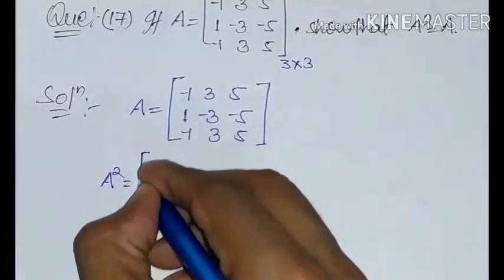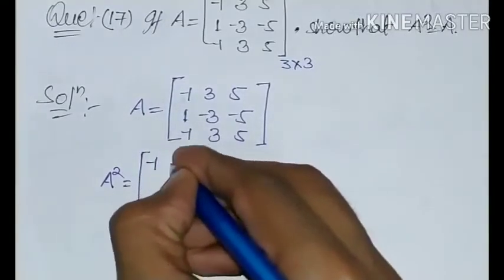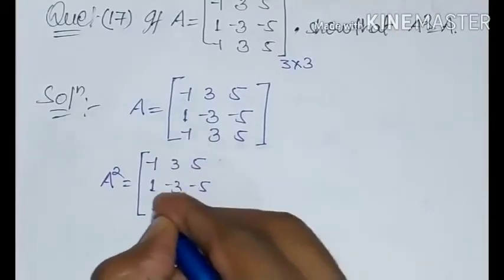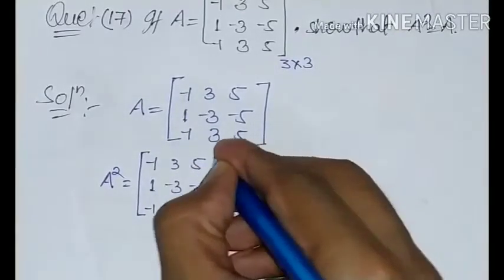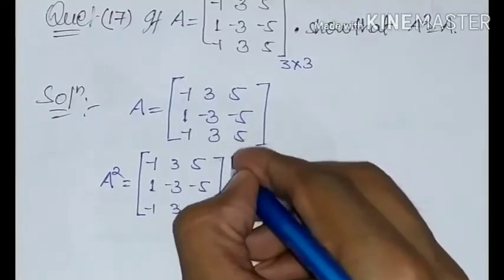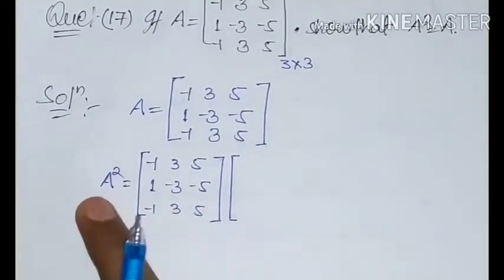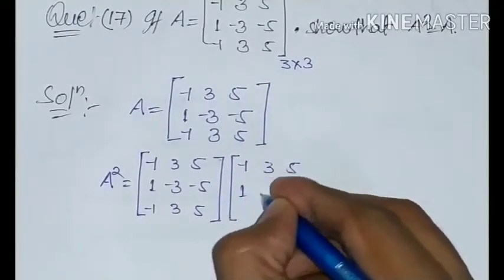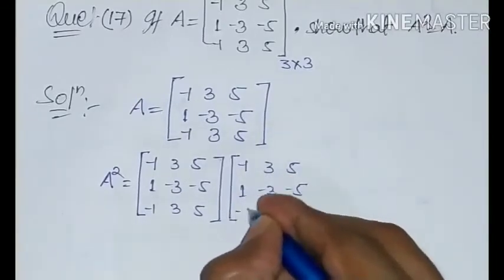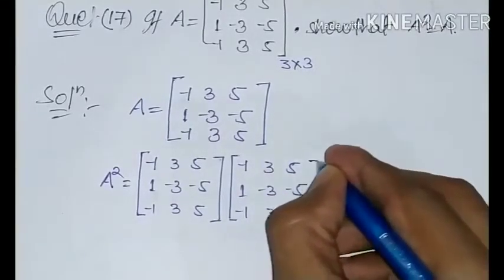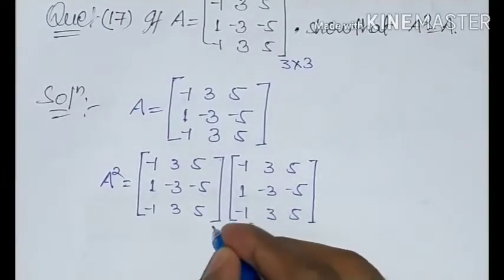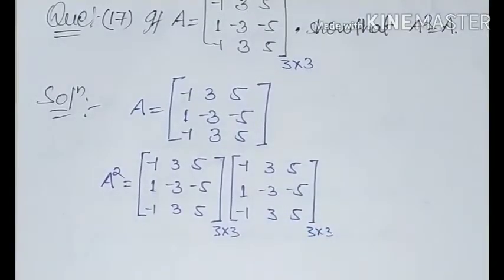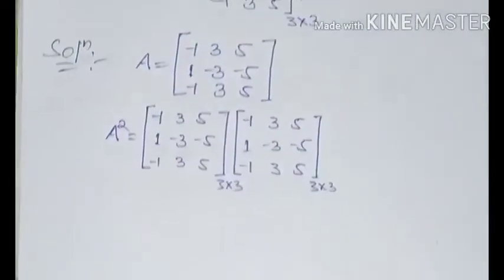I am going to put the value of A, that is -1 3 5, 1 -3 -5, -1 3 and 5. Again the value of A, that is A into A, which is A square: -1 3 5, 1 -3 -5, -1 3 and 5. This is a 3 by 3 matrix, and this is also a 3 by 3 matrix, and the multiplication is possible. Then I am going to multiply.